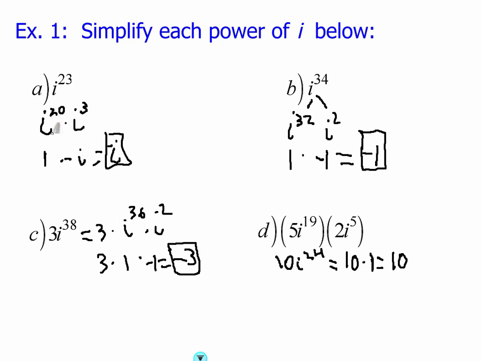We split it up into the biggest multiple of 4 and whatever is left. The multiple of 4 is just 1, and then we simplify whatever is left.